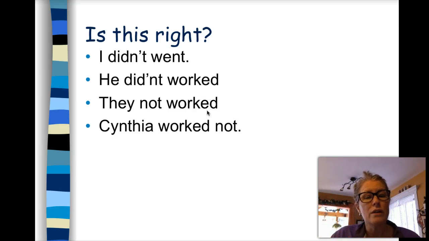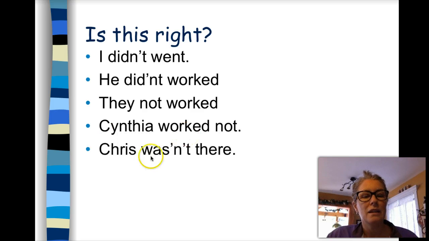Cynthia worked not. Again, I have no auxiliary at all and my verb is in the correct structure. So I would need to say Cynthia didn't work. And in this one, Chris wasn't there. My auxiliary is almost correct because it's the verb to be. My spelling is incorrect. So wasn't is W-A-S-N apostrophe T. This one you need to get rid of.